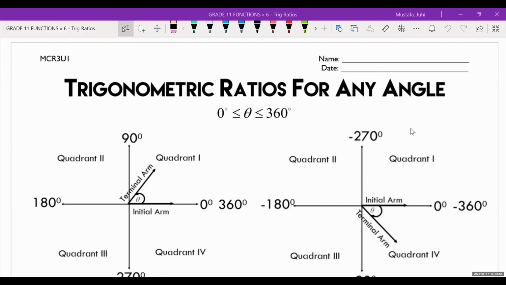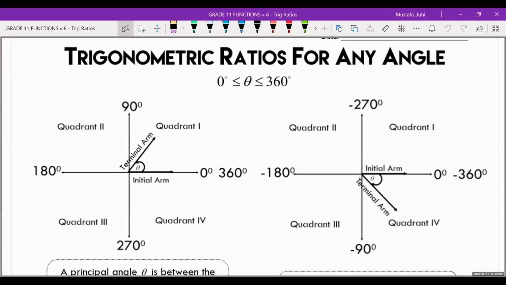Then after we reviewed all that stuff, we started talking about a ratio or an angle that can be drawn on a 360-degree plane. What that means is we needed to learn how to label our quadrants. We went over that. We needed to learn how to label our angles. So 0, 90, 180, 270, 360. And if it's negative, you're just going in a clockwise direction. And then we also learned what an initial arm and a terminal arm is. So we're going to talk more about that today.